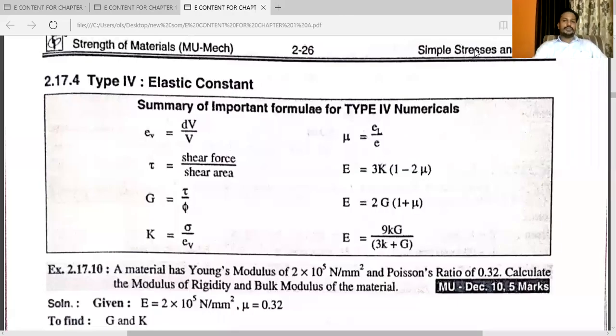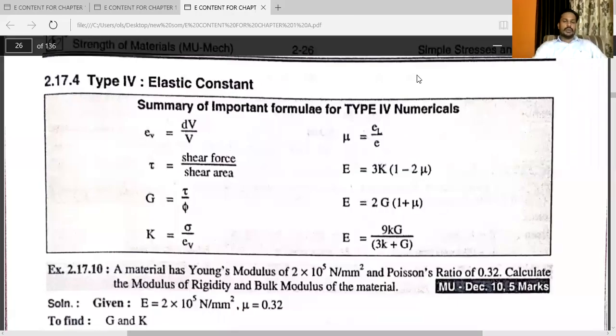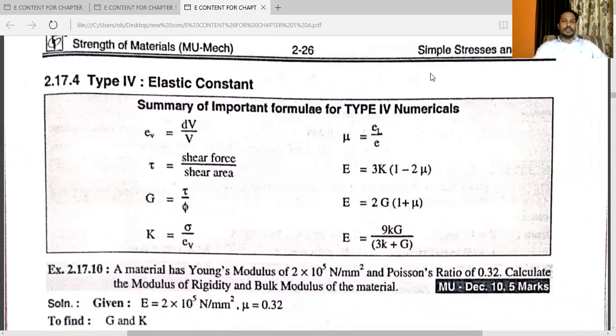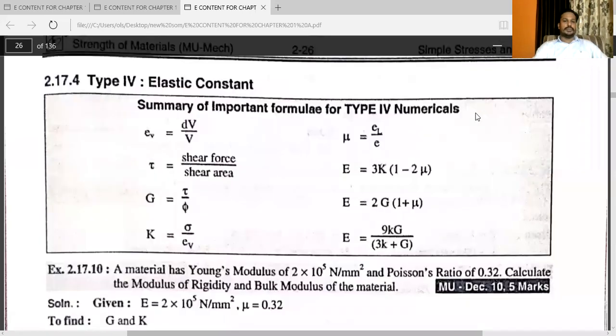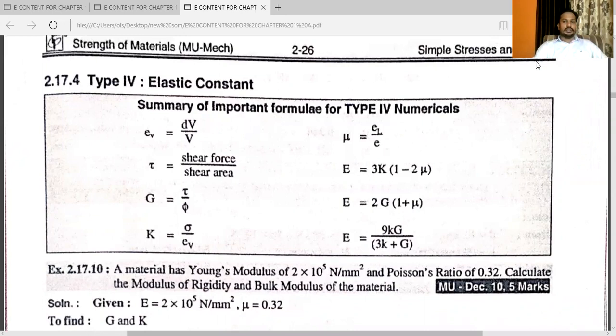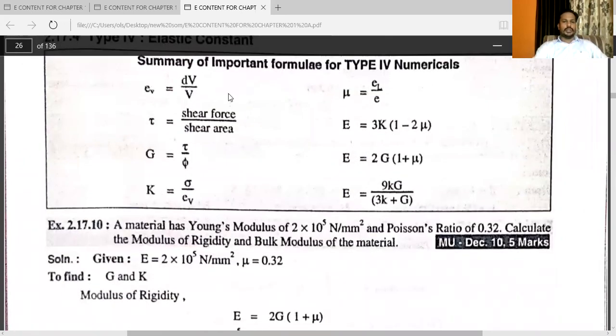Hello friends, here we are going to start the first problem on simple stresses and strains. In the previous video, I explained the different types of simple stresses and strains. Here is a very important thing: the problem on elastic constants.